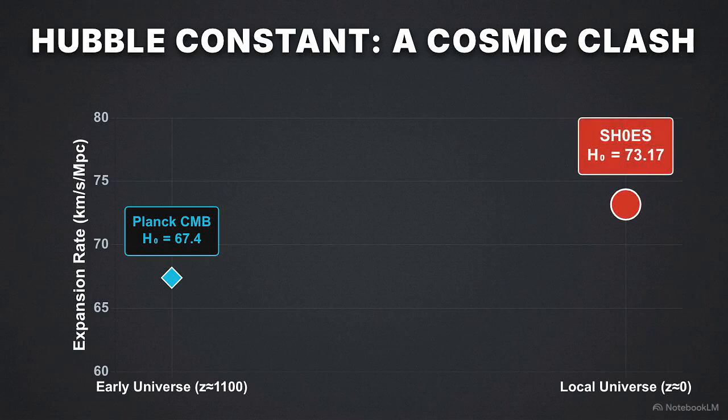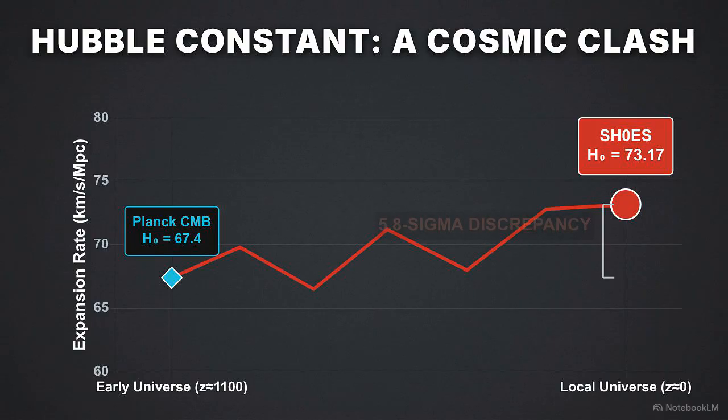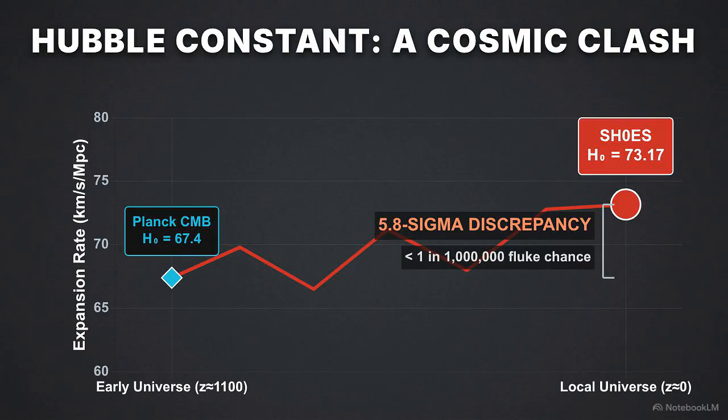When astronomers measure that expansion rate directly in the local universe, they find a different result. Using the local distance ladder, the SHOES team measures the current expansion rate at 73.17. The gap between these two numbers represents a 5.8 sigma discrepancy. Statistically, there is less than a 1 in a million chance that a difference this large is a simple fluke.